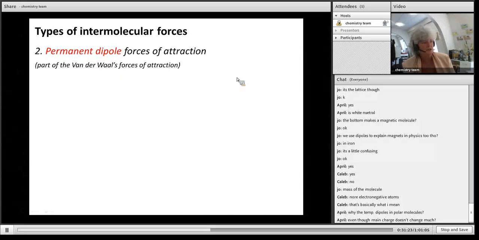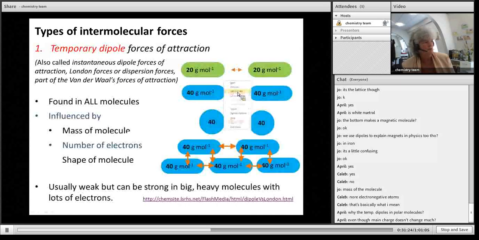Okay, so if I go back to this last view, these are the different names. Instantaneous dipole forces of attraction, same thing as temporary dipole. So pick one and keep to it between those two. London forces, dispersion forces can also be used for this type, and it's part of the van der Waals. Van der Waals forces cover both the temporary and the permanent dipole force of attraction.